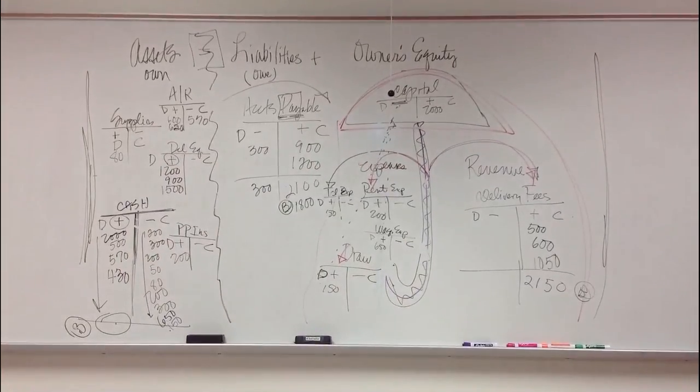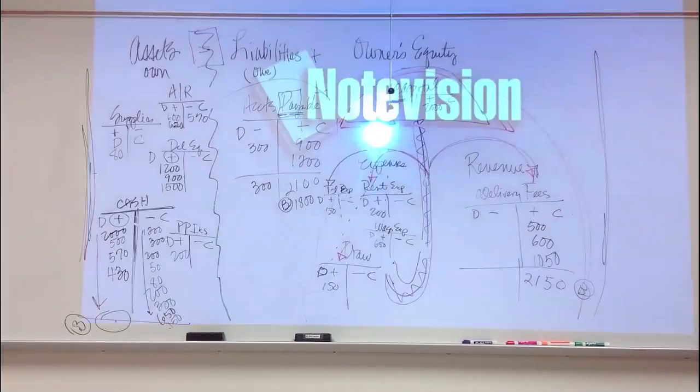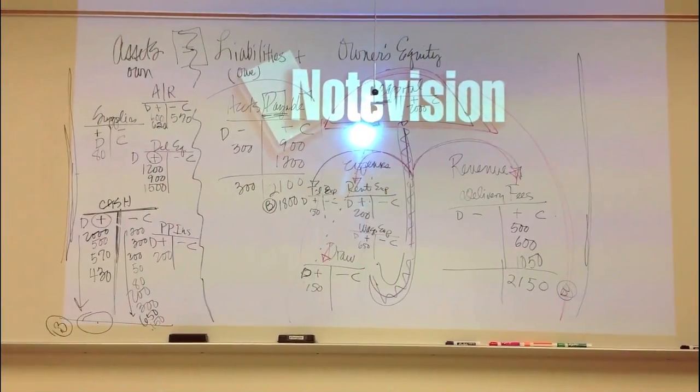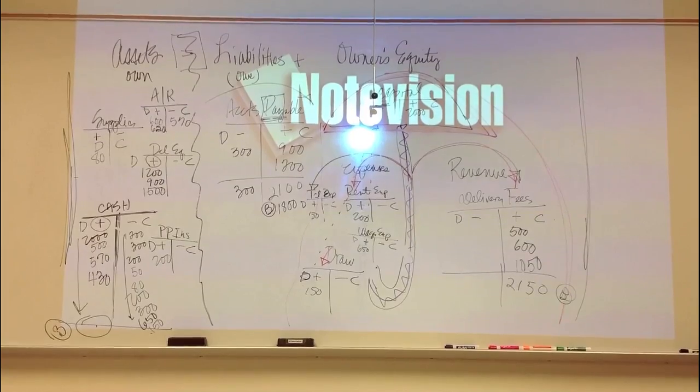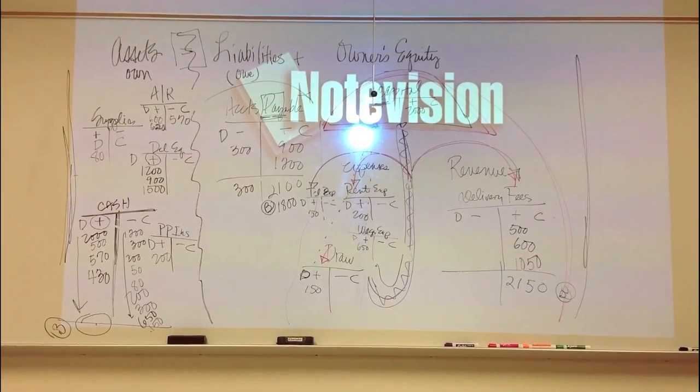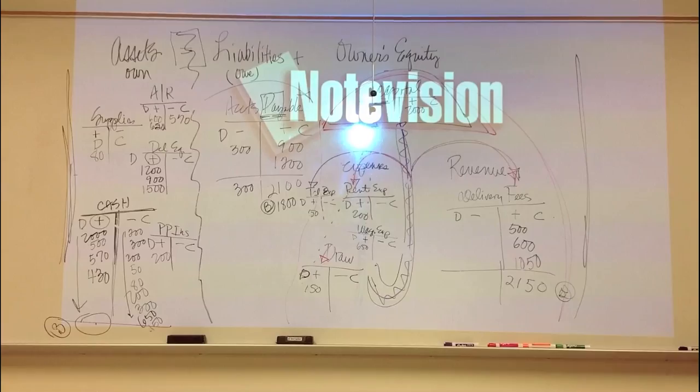The trial balance is going to look something like this. It's not going to be very clear on here. It is in your ebook. But I wanted to just give you a quick view of what it looks like.